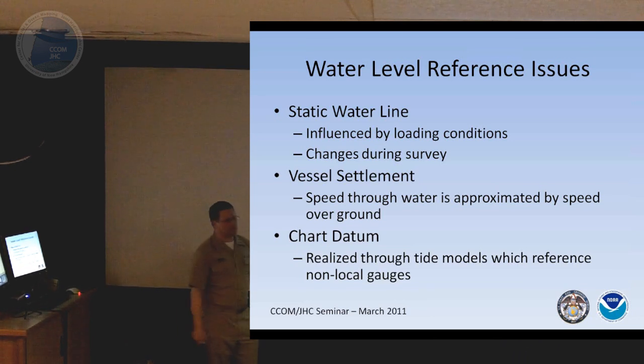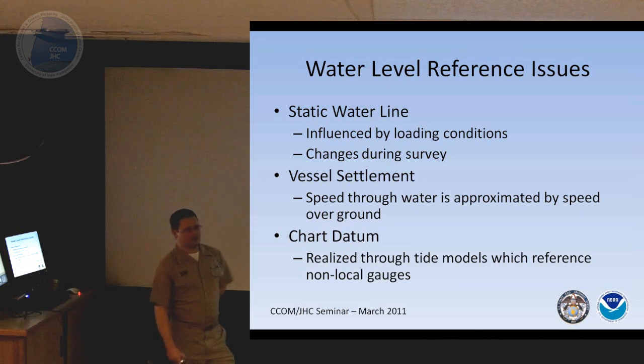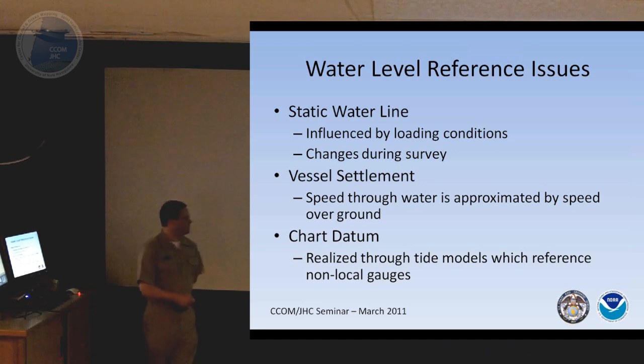This vessel settlement measurement is also somewhat problematic because it's difficult to measure your speed through the water unless you have a specialized sensor for exactly that purpose. So this is generally approximated by looking at your speed over ground from the GPS. But if you're in any kind of current, your speed over ground is pretty different than your speed through the water. So this vessel settlement measurement can be off.